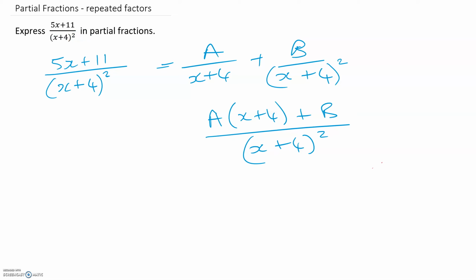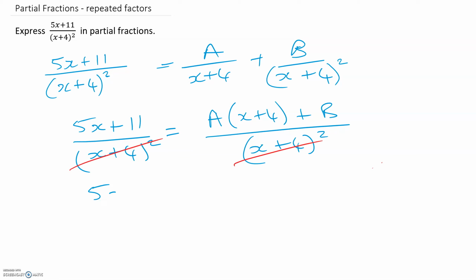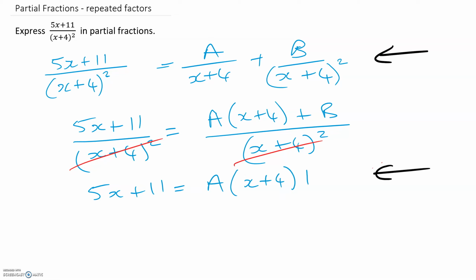Okay, so if we carry on with this question, let's write down the left hand side. So we've got 5x plus 11 over x plus 4 squared. If we multiply both sides by x plus 4 squared, these are just going to cancel, and you could have gone straight to this line here that I'm just writing down, which is a times x plus 4 plus b. Okay, and now it's similar to all the other partial fractions questions you've been doing really.